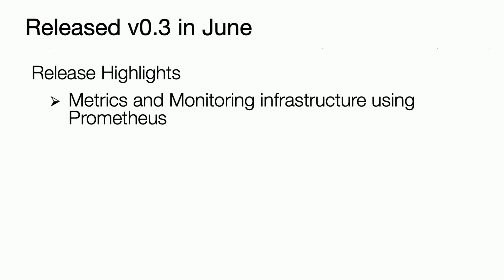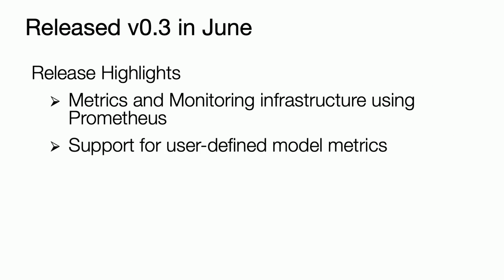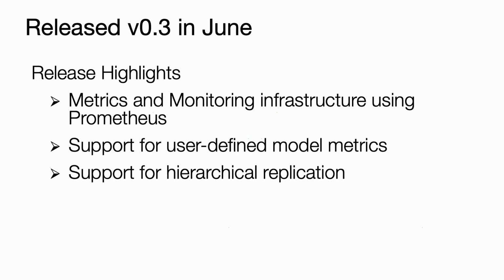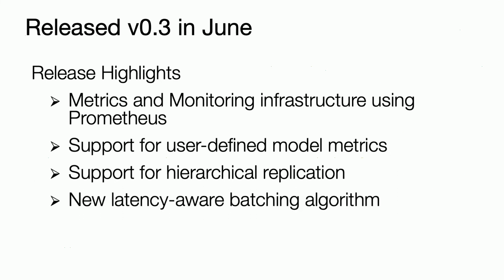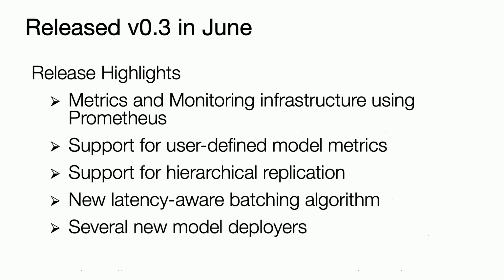We released 0.3 in June. This release includes metric and monitoring infrastructure using Prometheus, and includes support for user-defined metrics. We support hierarchical fine-grained replication, and we added a new latency-aware batching algorithm that uses fewer resources than the previous iteration. We also added several new model deployers.